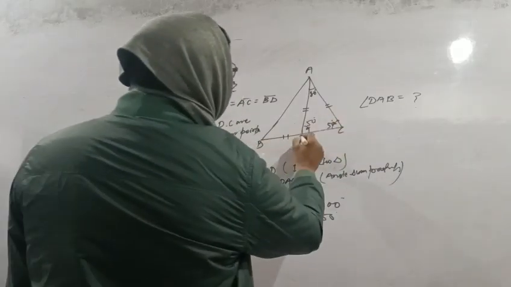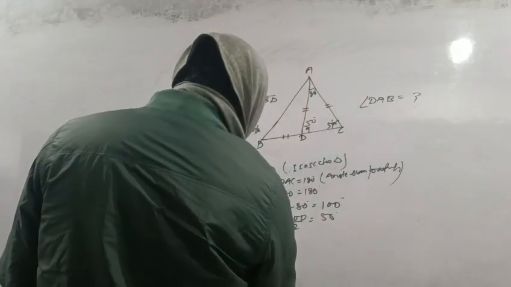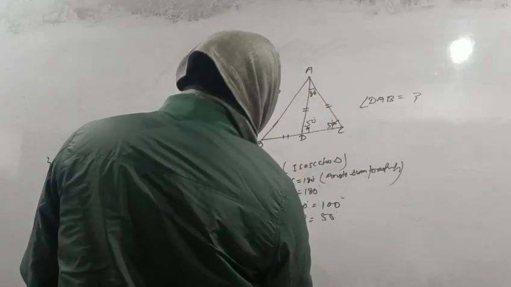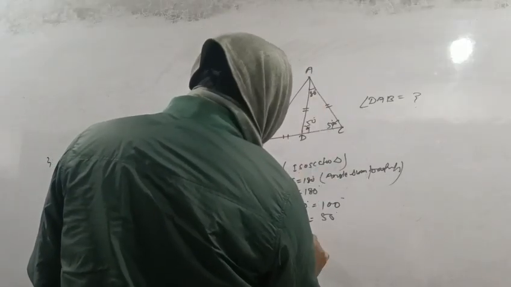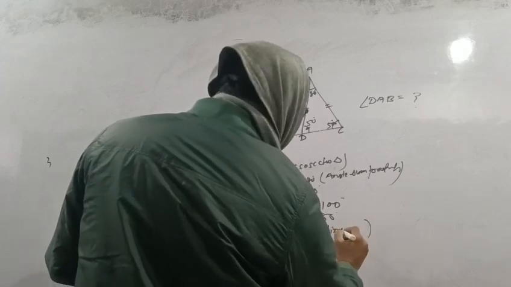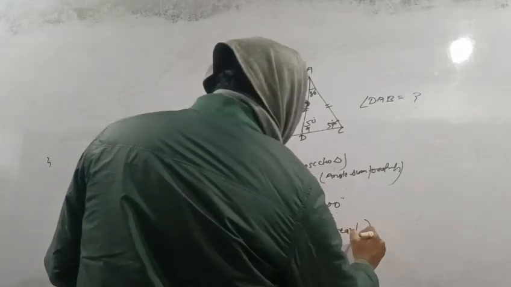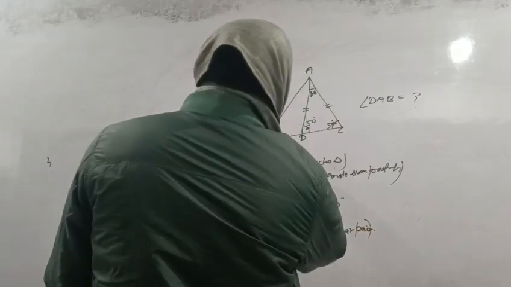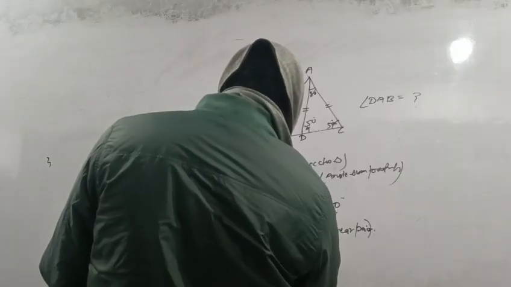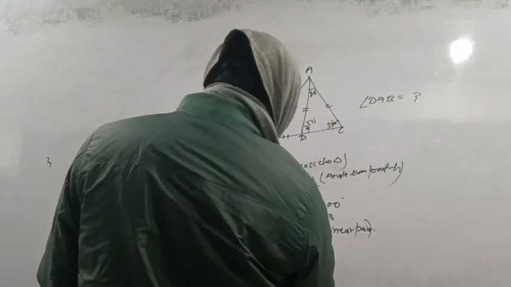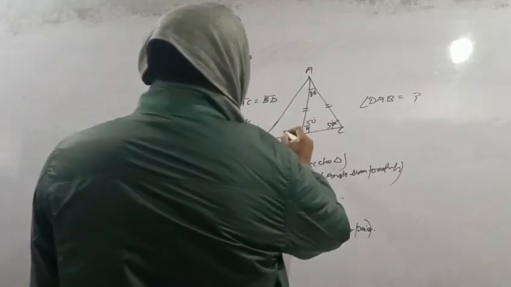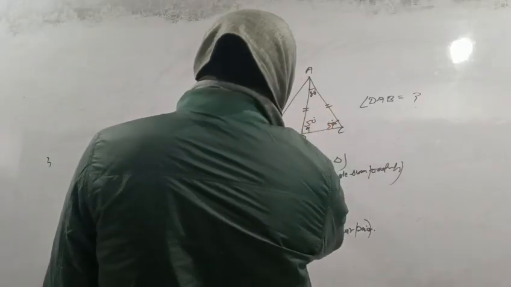So angle BDA is equal to 180 degrees minus 50 degrees, linear pair. So angle BDA is equal to 130 degrees. So AD is equal to BD.